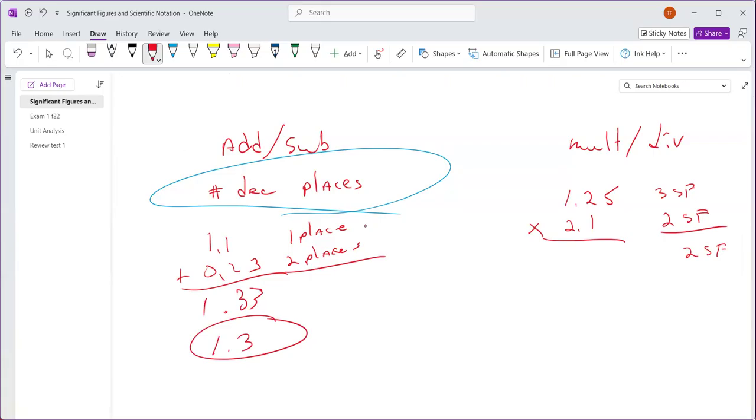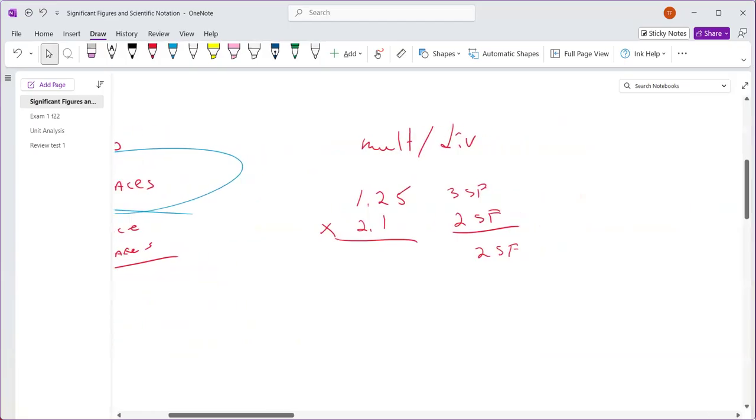Most of the time, we're not going to be adding subtracting. The only time we're going to be adding subtracting is Unit 2. Unit 2, we're going to be taking the decimal numbers in that periodic table and adding them up. Other than that, we aren't really going to be using it, but if you do have to use it, like in Dry Lab 1, you're going to use this rule. Smallest amount of decimal places. All right. So let's look at multiplication division now.